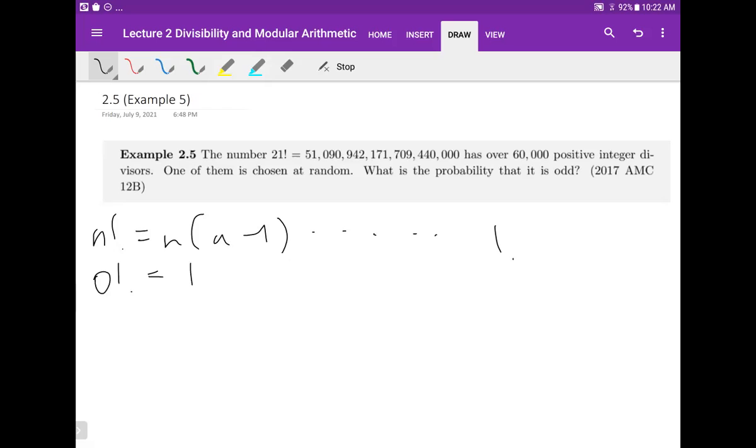We'll be talking about factorials more when we go into combinatorics and counting, permutations, stuff like that. Those use factorials, but for now we just have to know what a factorial is to solve this problem. So now let's approach this problem. The number 21 factorial, which is some big number, has over 60,000 positive integer divisors. One of them is chosen at random. What is the probability that it is odd?